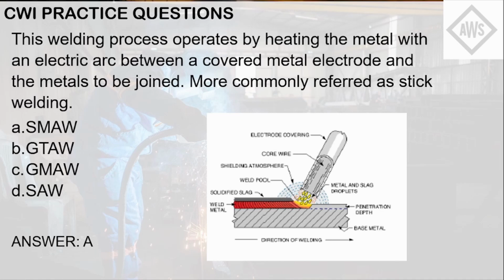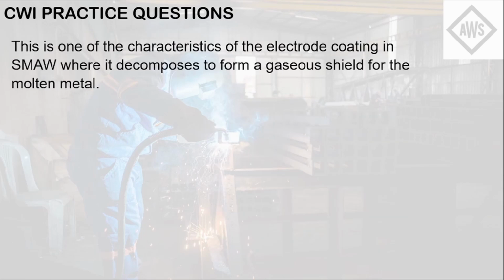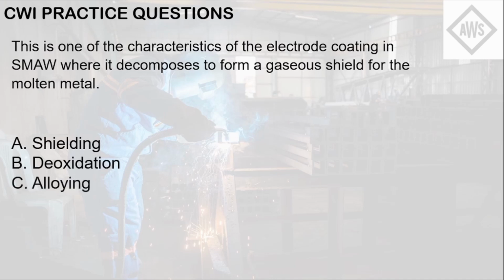So that's the basic principle of SMAW. Next question. This is one of the characteristics of the electrode coating in SMAW where it decomposes to form a gaseous shield for the molten metal. Letter A, shielding. Letter B, deoxidation. Letter C, alloying. Letter D, insulating.